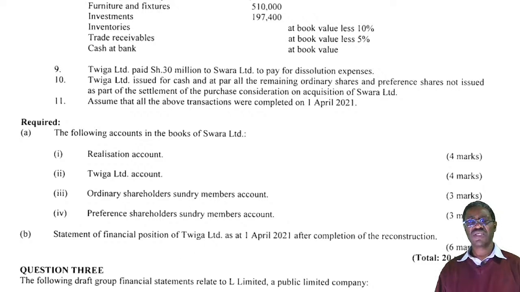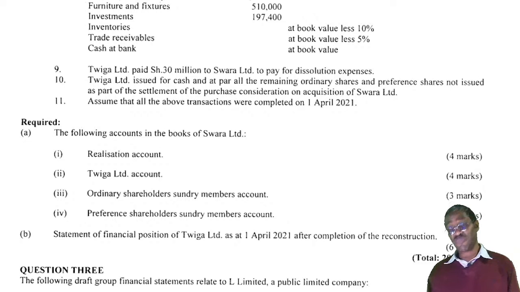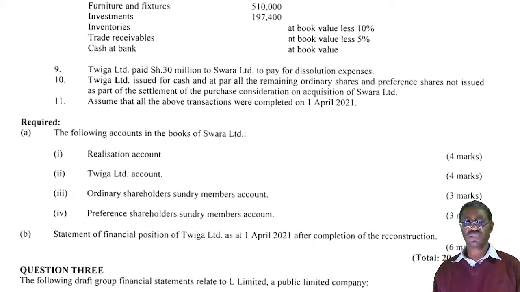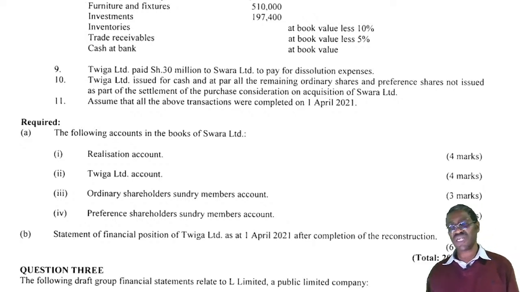Number 9 says, Twigger Limited paid 30 million shillings to SWARA Limited to pay for the liquidation expenses. Who is paying? Twigger. Twigger is the purchasing company. They are paying 30 million to SWARA to pay for the liquidation expenses. Number 10. Twigger Limited issued for cash and at par all the remaining ordinary shares and preference shares not issued as part of the settlement of the purchase consideration of SWARA Limited.